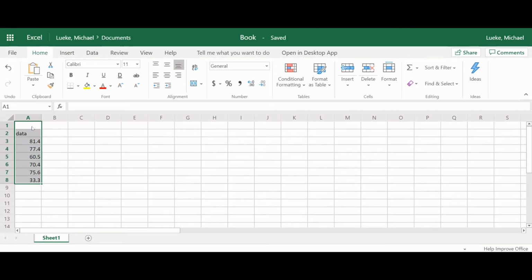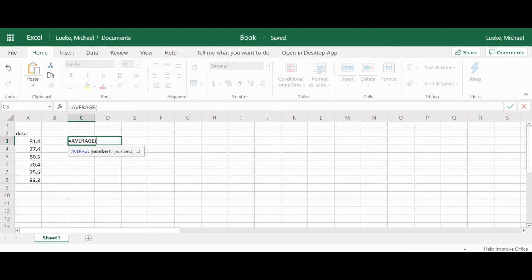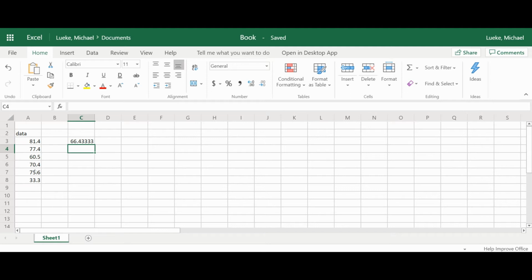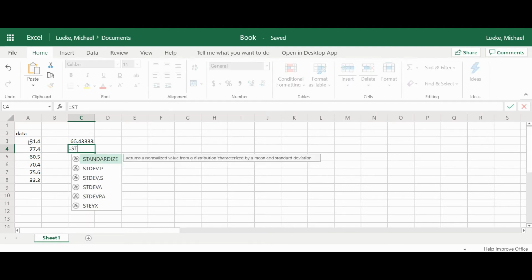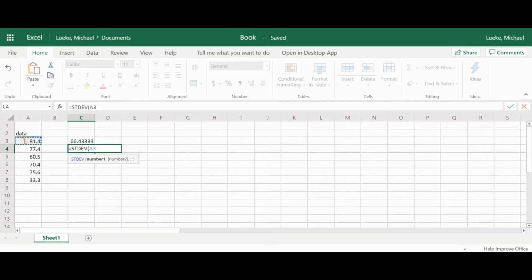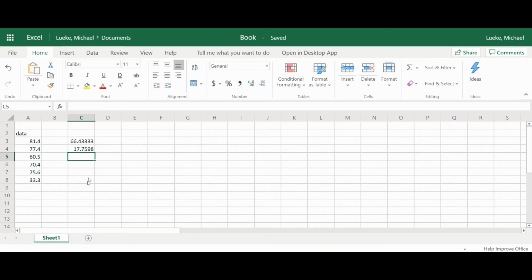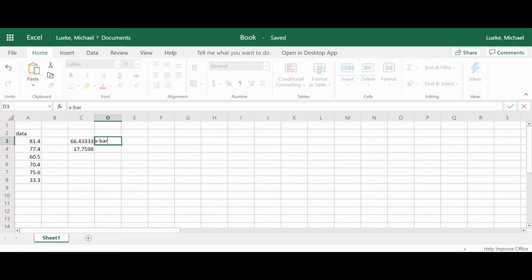So I'm going to copy and paste all that information into my spreadsheet. And I'm going to go ahead and quickly find the mean by using the command equals average. That'll be my mean. And I'm going to find the standard deviation using the command .stdev. And there's my mean, otherwise known as x bar. That's my sample mean, and this is my standard deviation, otherwise known as S.